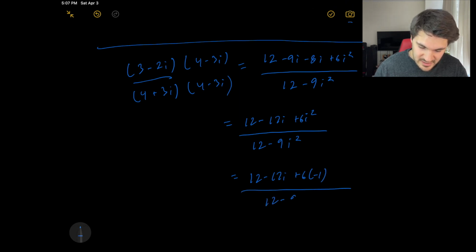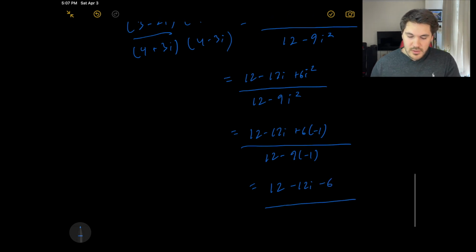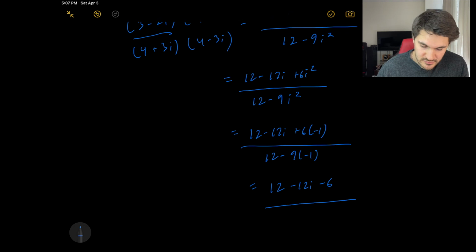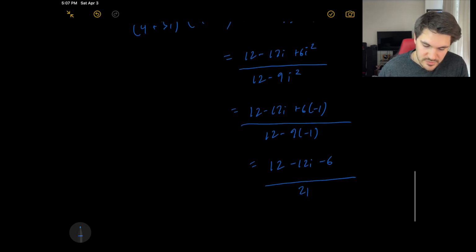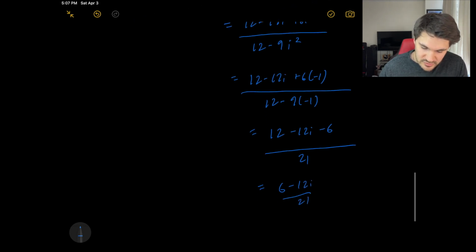minus 9 times -1. So this becomes 12 minus 17i minus 6 all over 12 plus 9, so 21. So this becomes 6 minus 17i over 21. So our answer is going to be 6 over 21 minus 17i over 21.